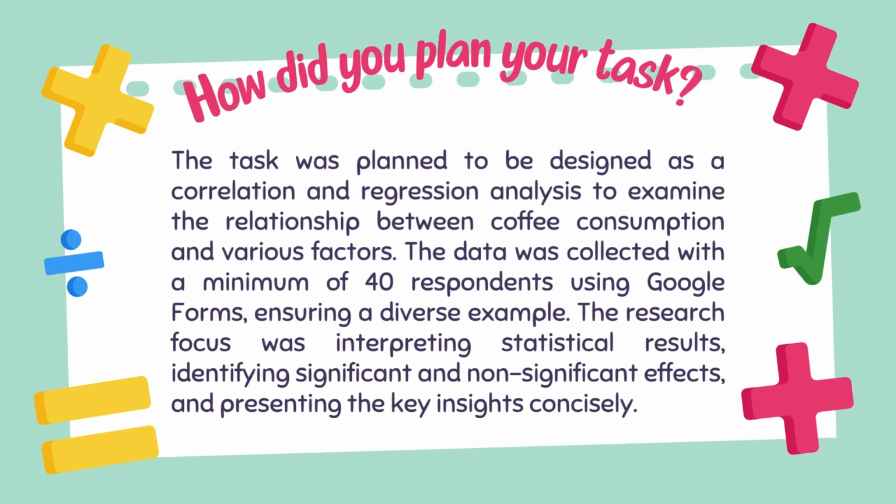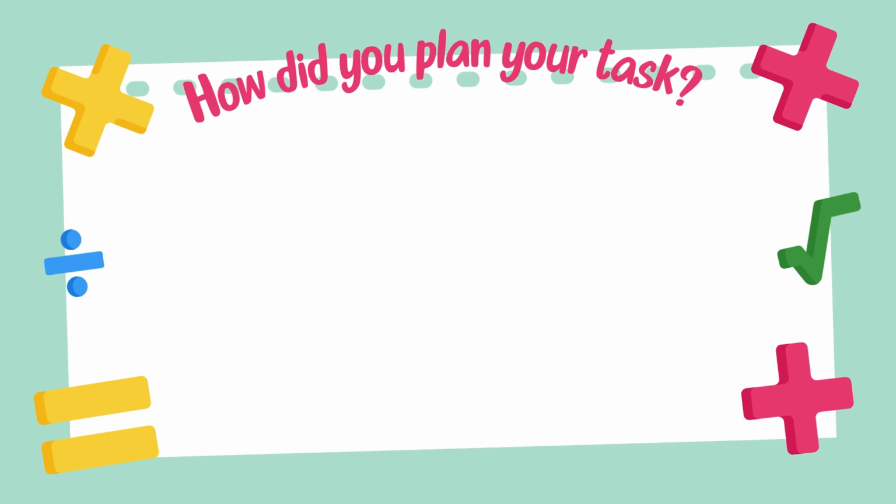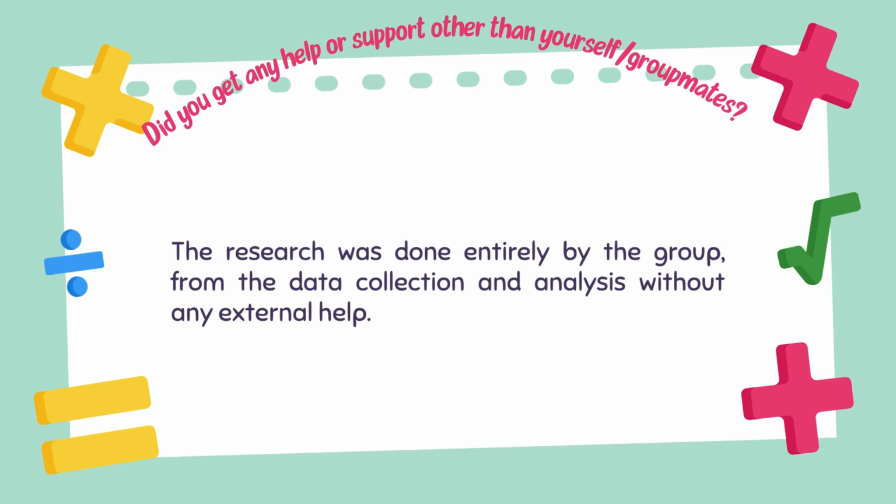So, how did you plan your task? The task was planned to be designed as a correlation and regression analysis to examine the relationship between coffee consumption and various factors. The data was collected with a minimum of 40 respondents using Google Forms, ensuring a diverse sample. The research focus was interpreting statistical results, identifying significant and non-significant effects, and presenting key insights concisely. Did you get any help or support other than yourself or groupmates? The answer is no. The research was done entirely by the group from the data collection and analysis without any external help.